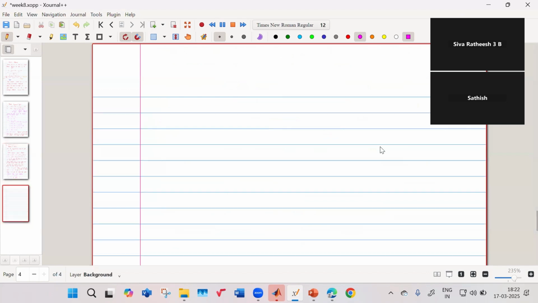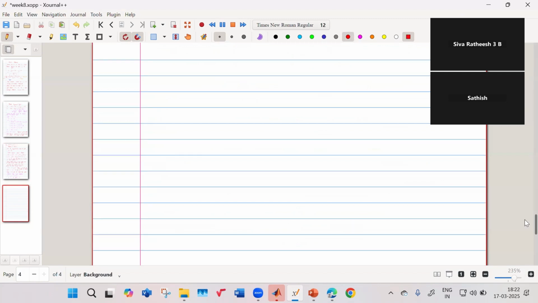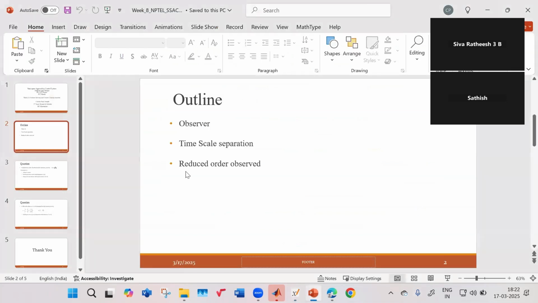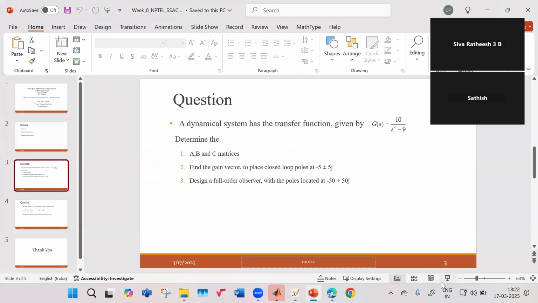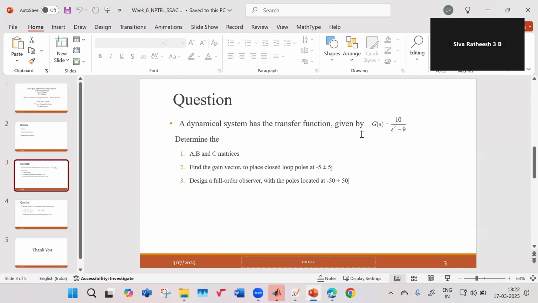Okay, so let's go to the question. We have a dynamical system with the transfer function given by g of s is equal to 10 upon s square minus 9. Now we have to determine the ABC matrices. We have to find the gain vector to place the closed loop poles at minus 5 plus or minus 5j, as well as design a full order observer.